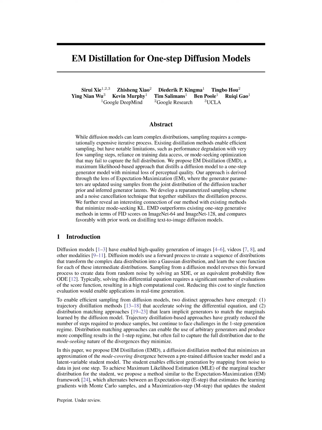MCT specifically addresses the challenge of reducing the number of steps required to produce samples while maintaining high-quality results, especially in the one-step generation regime. By minimizing an approximation of the mode-covering divergence between the teacher and student models, MCT aims to capture the full distribution learned by the diffusion model and enable real-time generation applications. The method leverages an EM framework that alternates between estimating learning gradients with Monte Carlo samples and updating the student model through gradient ascent, ultimately improving the efficiency and effectiveness of sampling from diffusion models.